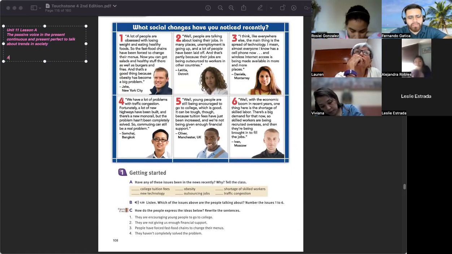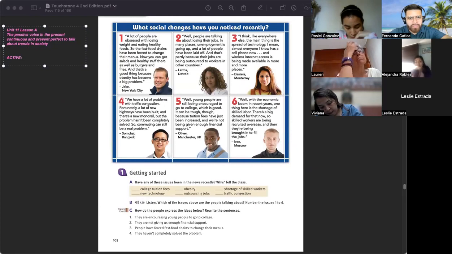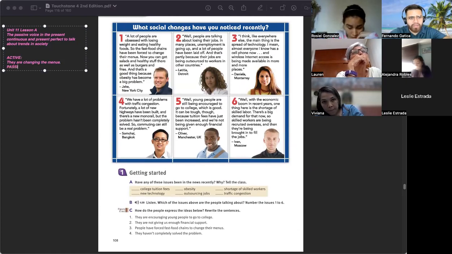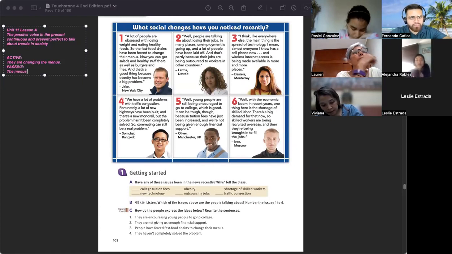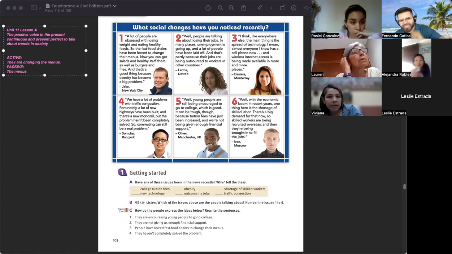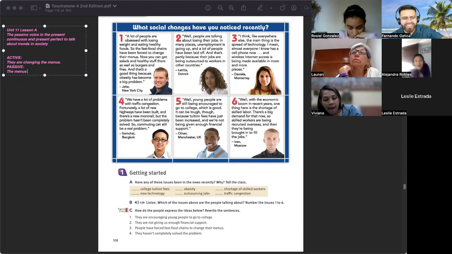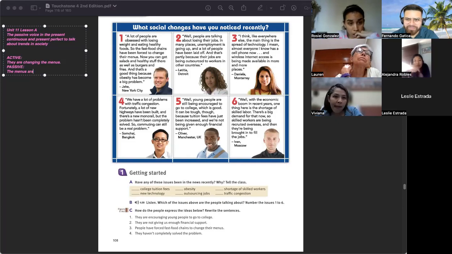All right, I'm gonna give you some sentences in the active form and you change it to the passive, okay? They are changing the menus. Class, in the passive, it's the menus what? Has changed. Almost. No. Are changed. Was changed. R is good. Are changed.